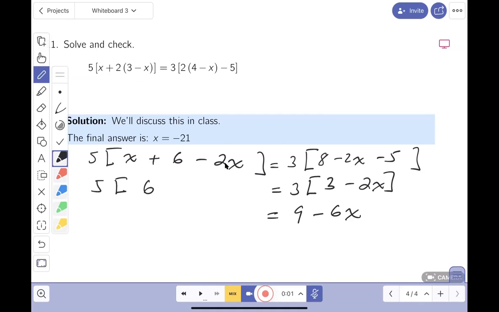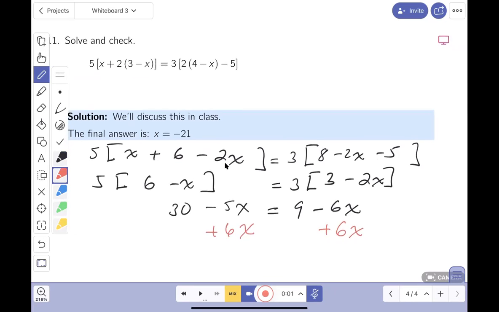And let's see, you get 6 minus x. What do you get there? Well, 5 times 6 is 30. And 5 times minus x is minus 5x. What am I going to do now? Well, I'm going to add 6x to both sides.